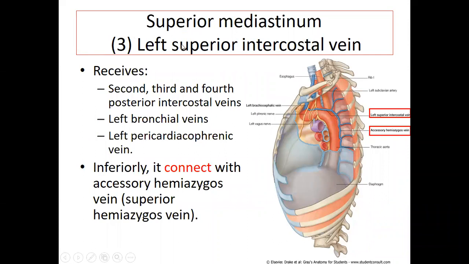The third structure present in the superior mediastinum is the left superior intercostal vein. You can see here, this is the left superior intercostal vein. It receives venous drainage from the second, third, and fourth posterior intercostal veins.